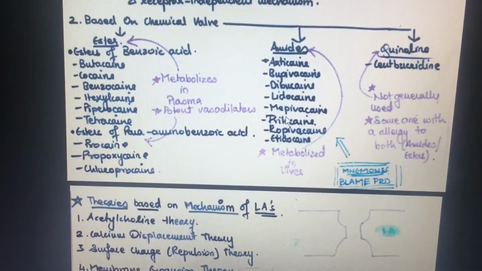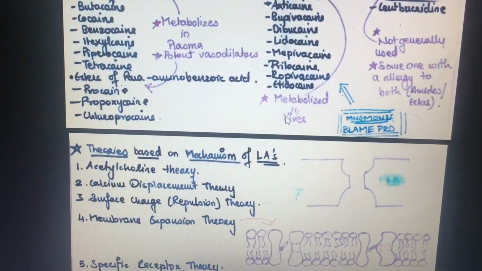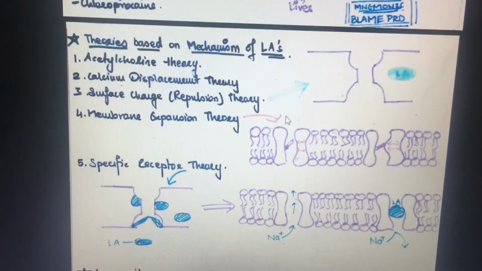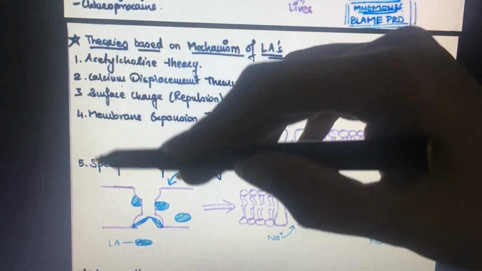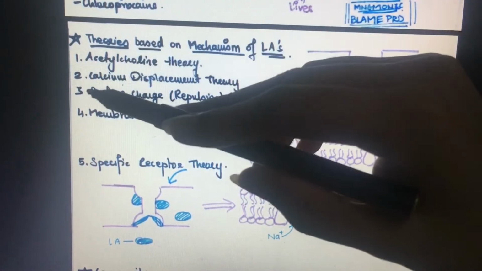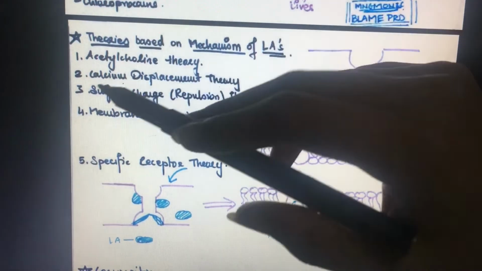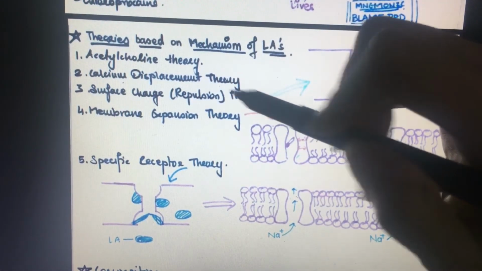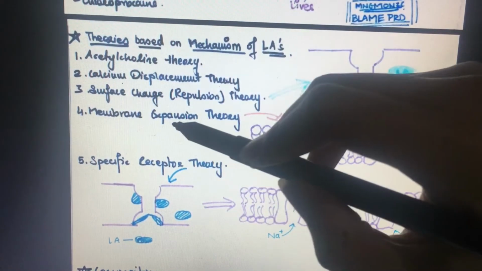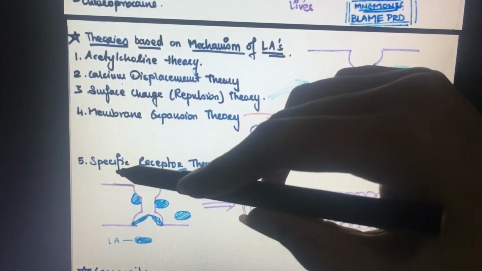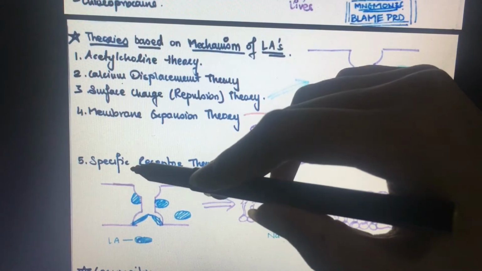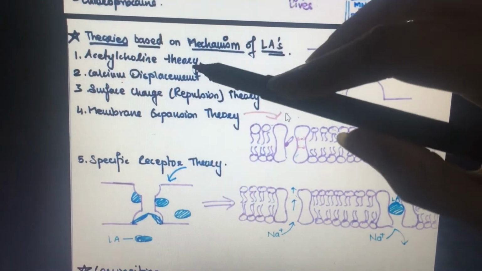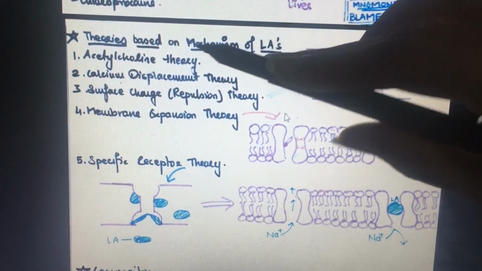Then we come to theories based on the mechanism of LA. So basically there are 5 theories. First one is the acetylcholine theory, second one is the calcium displacement theory, third one is surface charge theory, that is repulsion theory, fourth one is membrane expansion theory, and fifth one, which is the most accepted and versatile, is the specific receptor theory. So the first one is acetylcholine theory.